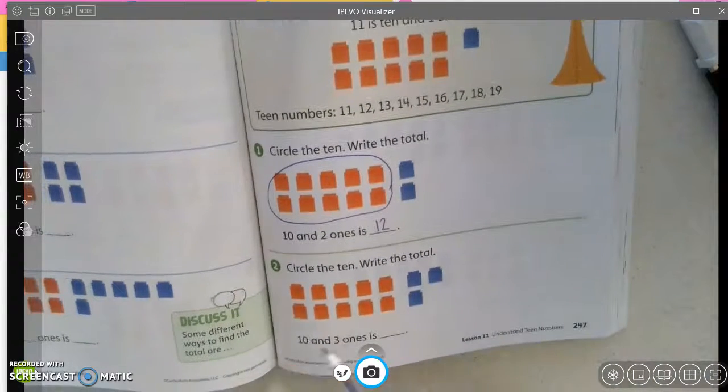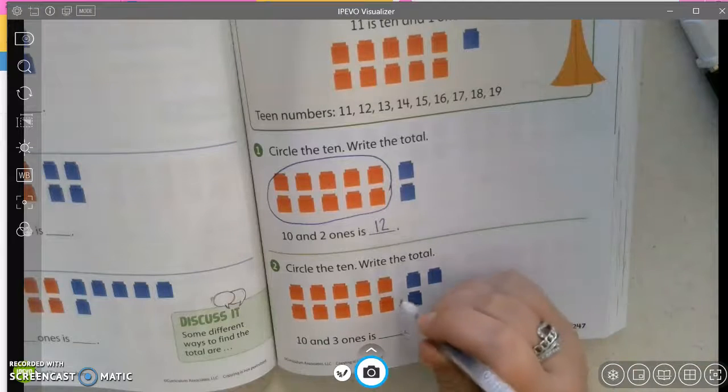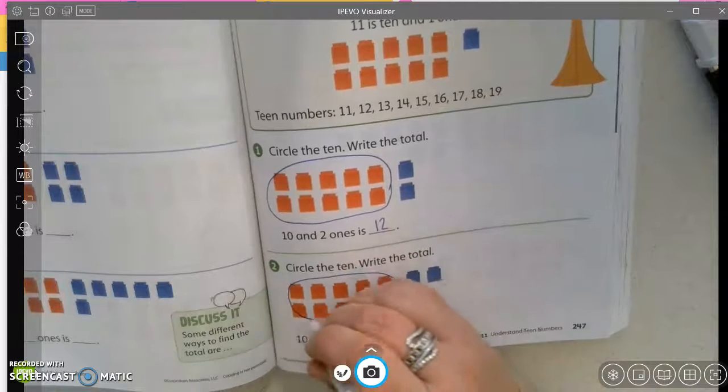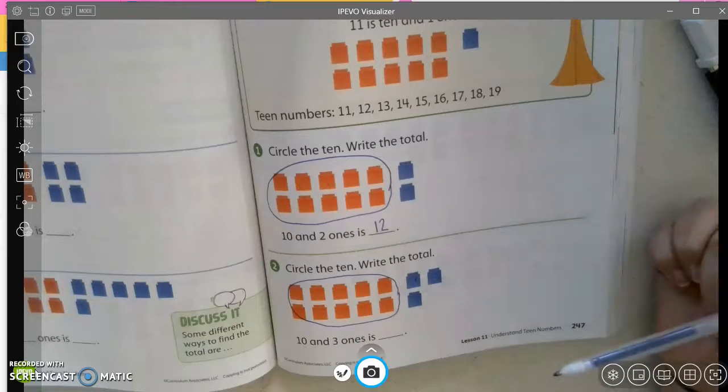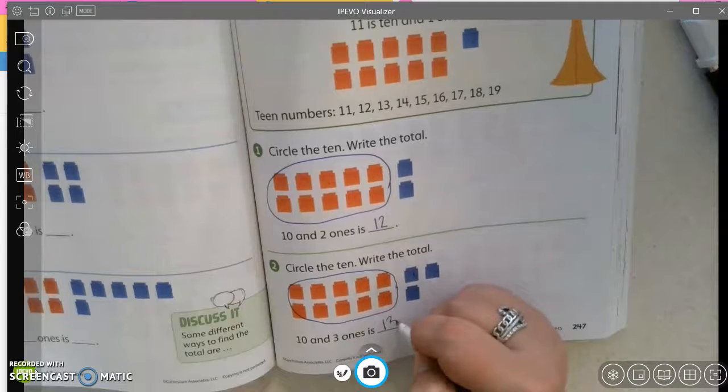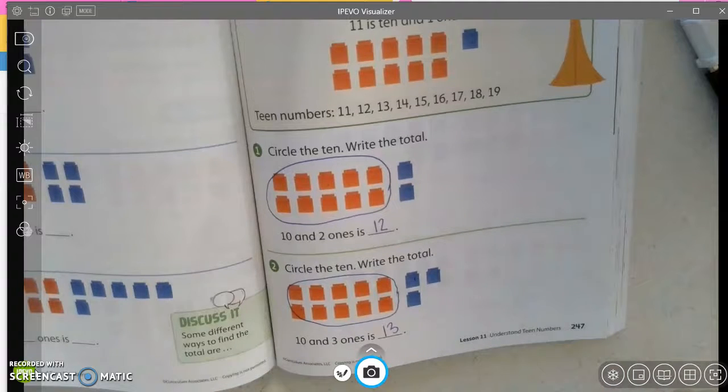Okay. Circle the 10, write the total. 1, 2, 3, 4, 5, 6, 7, 8, 9, 10. So we're going to circle the red ones. 10 and 3 ones. What number is that? 13. You guys are so super smart. 13.